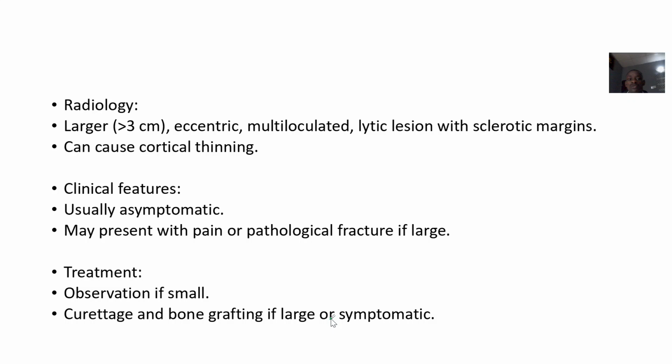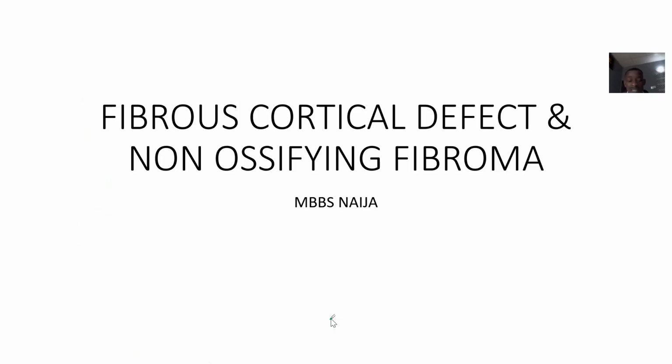So radiography, the lesion is now larger than 3 centimeters. It's eccentric, multiloculated, lytic lesions with sclerotic margins. Clinical features are usually asymptomatic. Sometimes it might be painful. For treatment you can just observe, or sometimes if it is so large, bone grafting could come in. So that's it for the fibrous cortical defect and the non-ossifying fibroma.